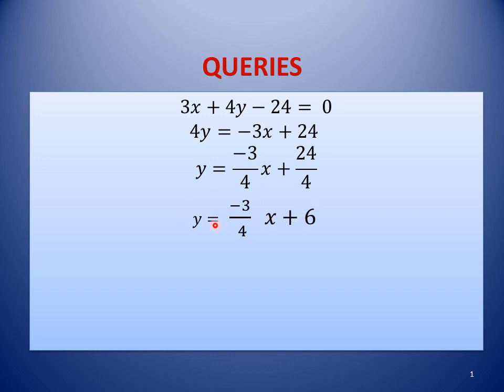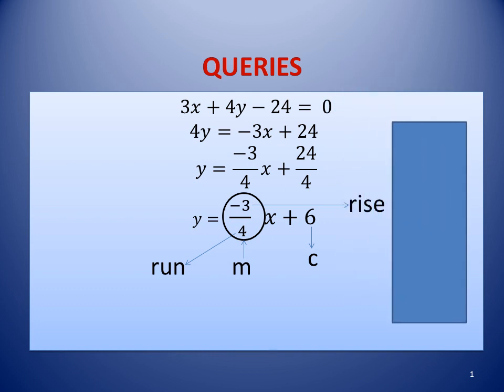Now let's see the parts of this equation. This minus 3 by 4 is the coefficient of x. This is your gradient, which is m. And in this gradient, the numerator is always taken as rise. Minus 3 is rise. And the denominator is always run. 4 is your run. And the constant term in the equation is always the y-intercept, that is c. If there is no constant term, it means c is 0. So this is how we write an equation in gradient intercept form.